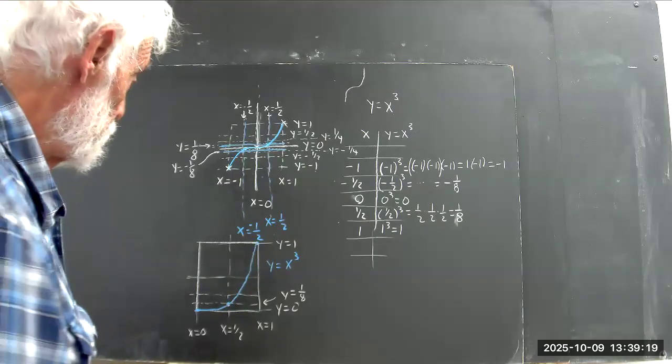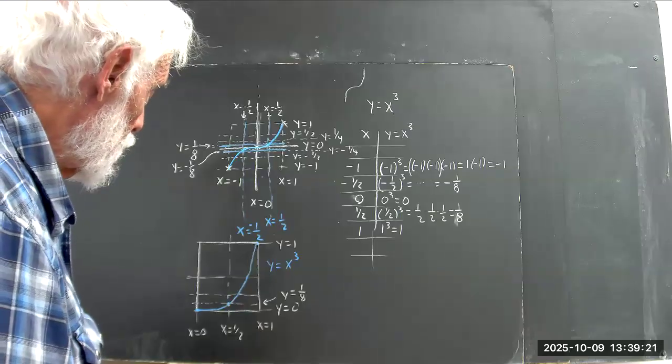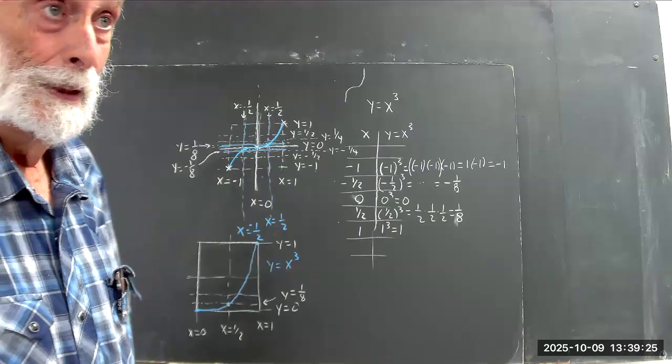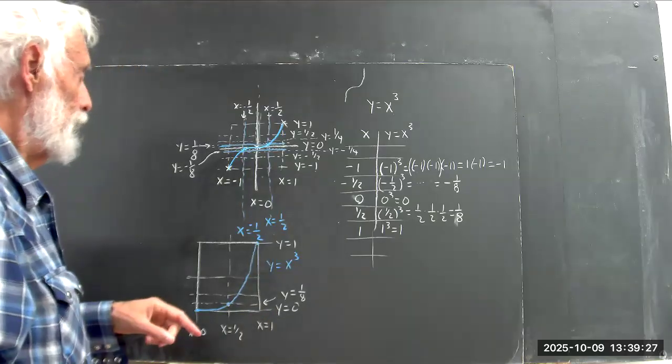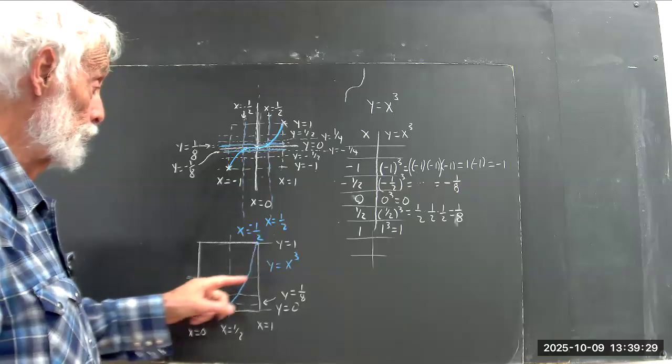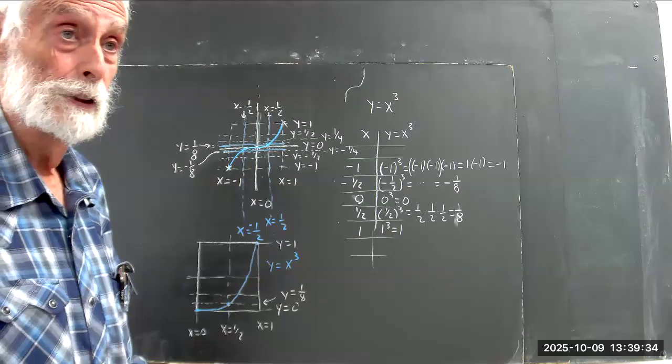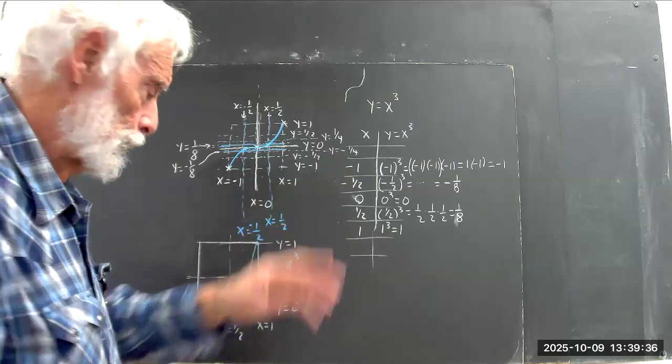Okay, if I go to y equals x to the fourth, what I'm saying then is x cubed is very small, close to zero, and then it gets very big. Very quickly, but not as quickly as an exponential function. We'll find that out later.